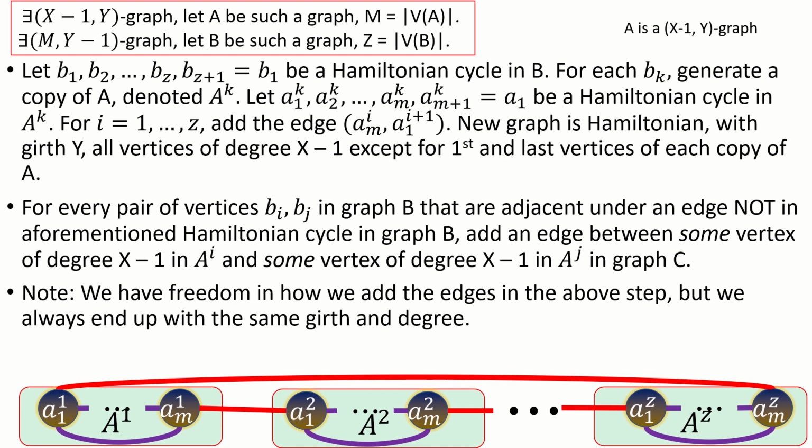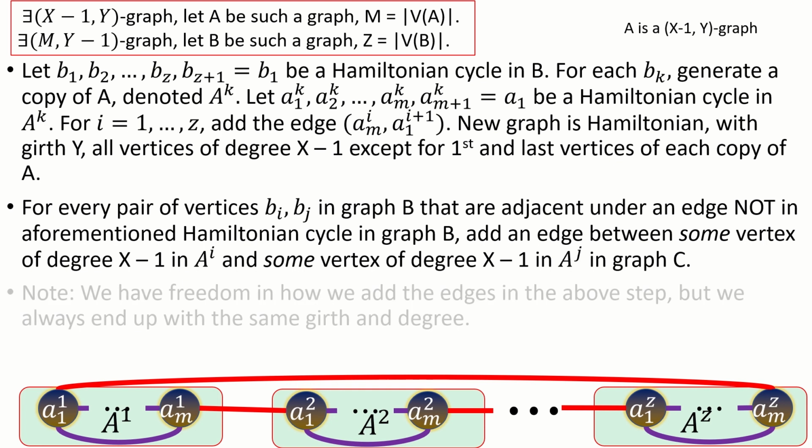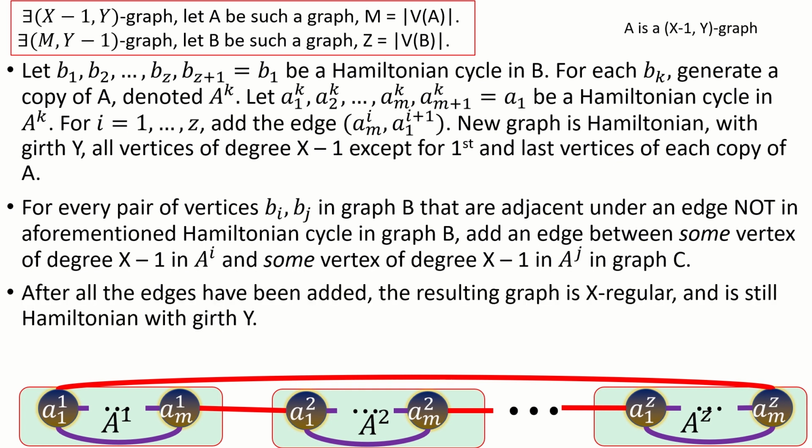Also, note that this final step does not always produce the same graph. We have some freedom in how we draw the edges between different copies, although the resulting graph's degree and girth will always be the same. It turns out that with this final step, we can exhaust all remaining vertices of degree x minus 1, adding a single edge incident to each one of them, resulting in a Hamiltonian regular graph with degree x and girth y.